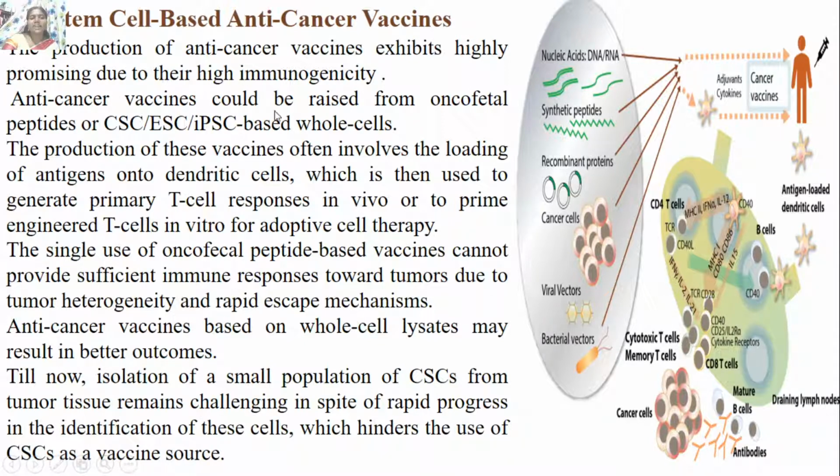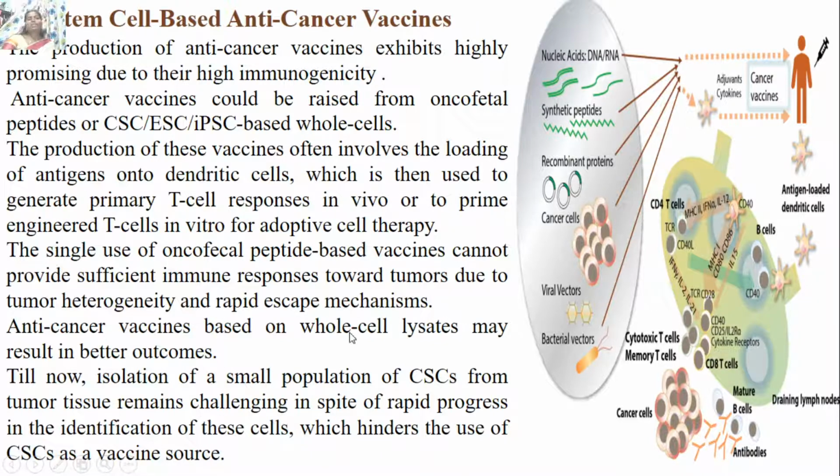So anti-cancer vaccines could be raised from oncofetal peptides, or cancerous stem cells, embryonic stem cells, induced pluripotent stem cell based whole cells. The production of these vaccines often involves the loading of antigen into dendritic cells, which are then used to generate primary T cell response in vivo to prime the engineered T cells in vitro for adaptive cell therapy.